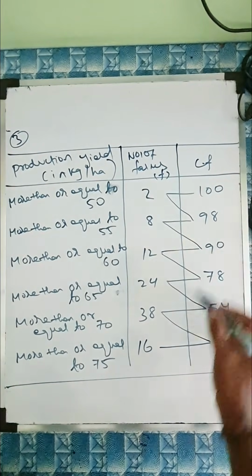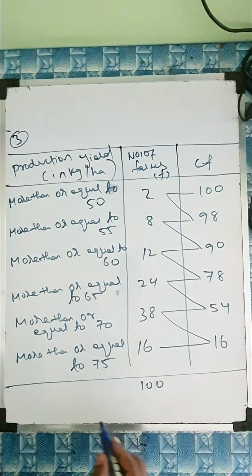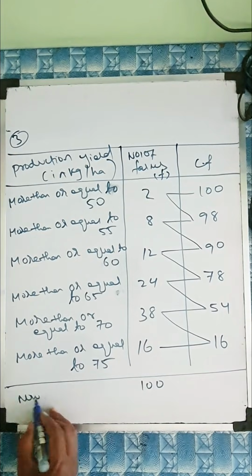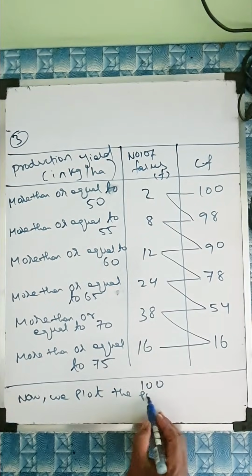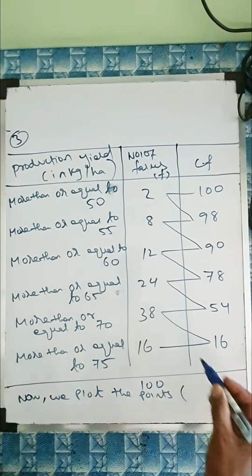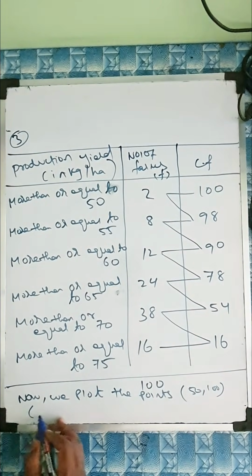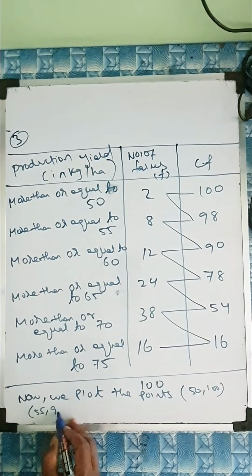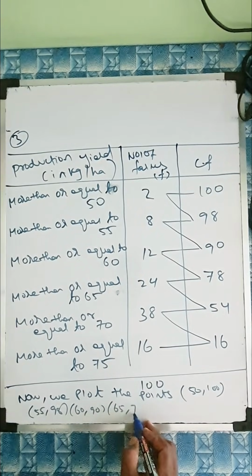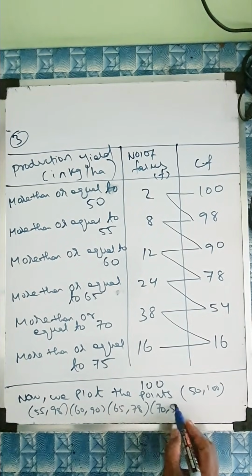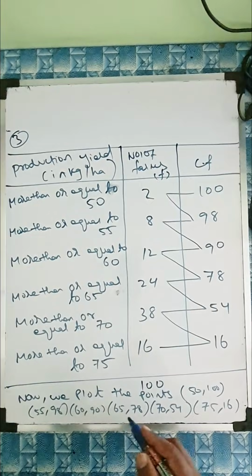The total we know is 100. You can just write it here, 100. And now we plot the points. So what are they: 50 comma 100, 55 comma 98, 60 comma 90, 65 comma 78, 70 comma 54, and 75 comma 16. We'll plot the points and we'll get the graph.